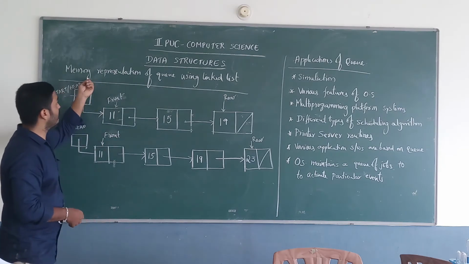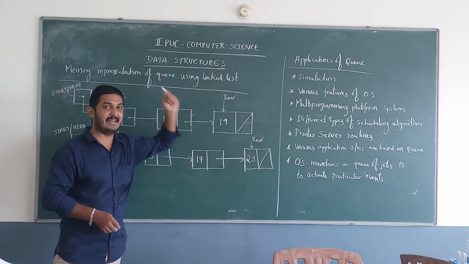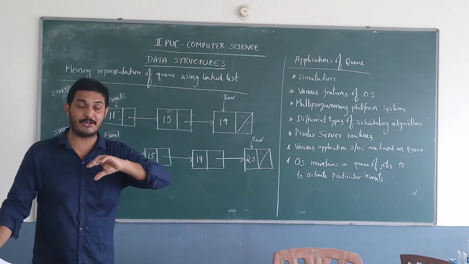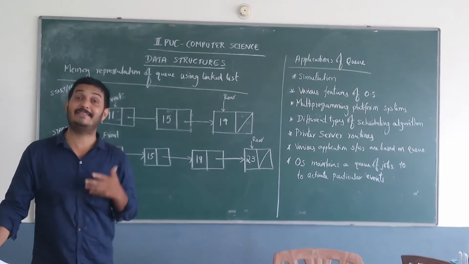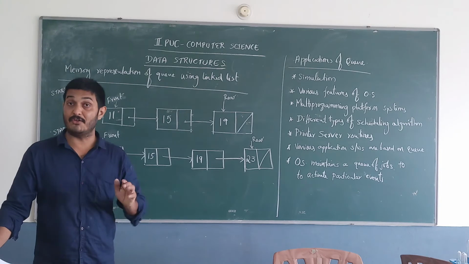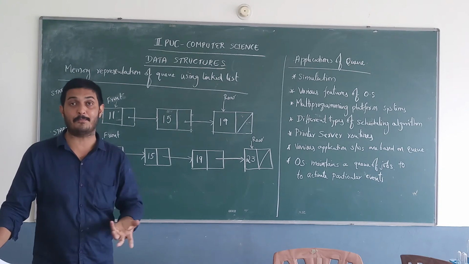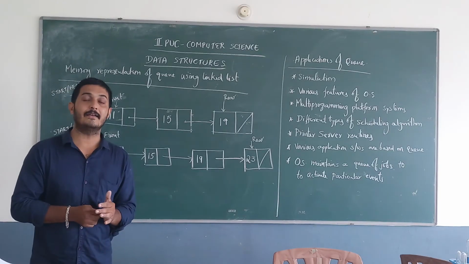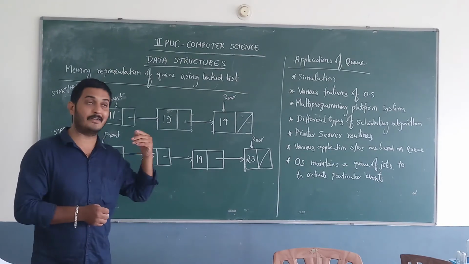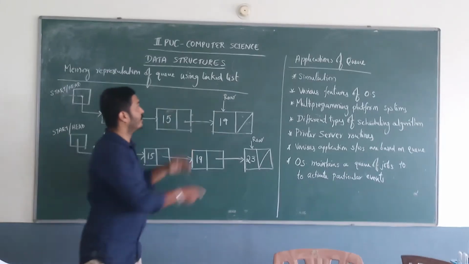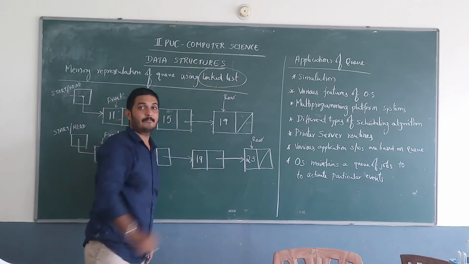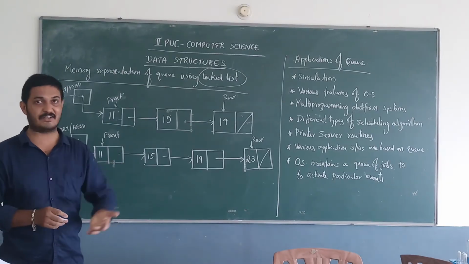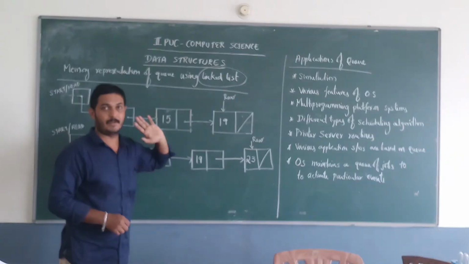According to this one, memory representation of a queue using a linked list means that you are going to allocate or deallocate values during the execution of a program. The main advantage of this structure is to avoid the wastage of memory. To avoid the wastage of memory, we need a linked list.